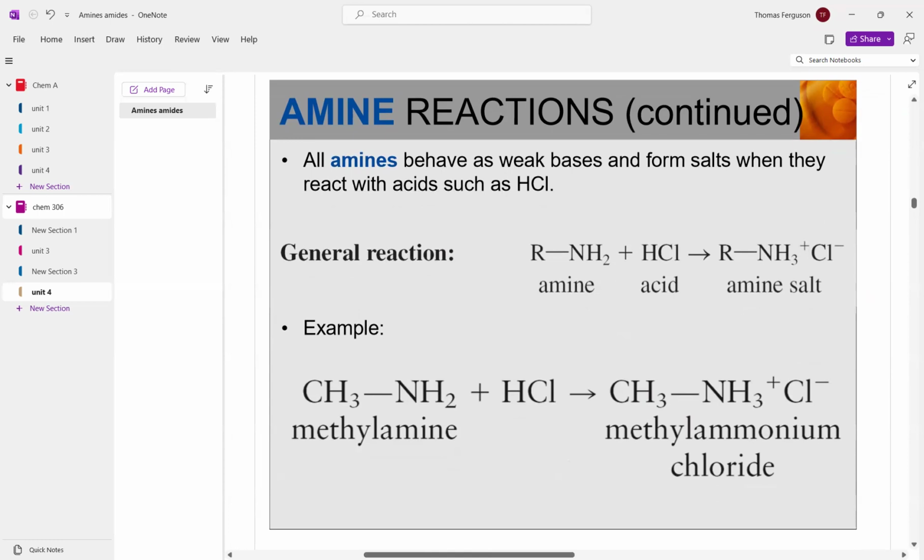Okay, so whenever we have amines in pH less than 7, we end up becoming an ion, an ammonium salt or an amine salt. So for example, look at methylamine down here. We add an acid, hydrochloric acid, we end up with methyl ammonium chloride, okay? So it's amine versus ammonium.